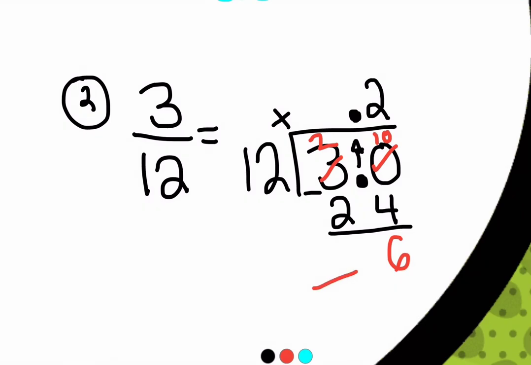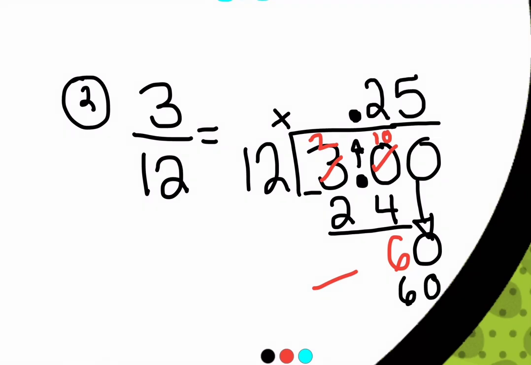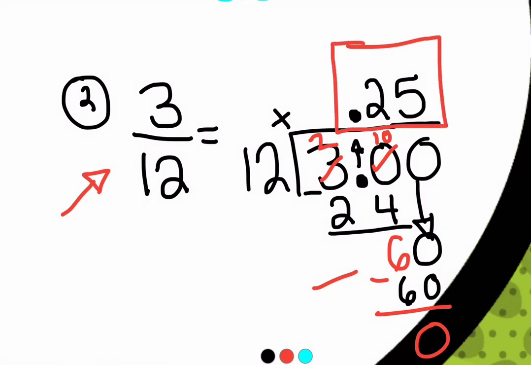I'm not done. I still have this 6 right here, and you can't have remainders with decimals. So what do I need to do? Add another 0. Drop it down. How many times can 12 go into 60? Skip count by 12. 12, 24, 36, 48, 60. It goes in there perfectly 5 times. 5 times 12 is 60. 60 minus 60 is 0. And I'm done. It's like saying if this dude had 12 slices of cake and he ate 3, and this dude had 100 slices of cake and he ate 25 of them, they would both be worth the same amount.